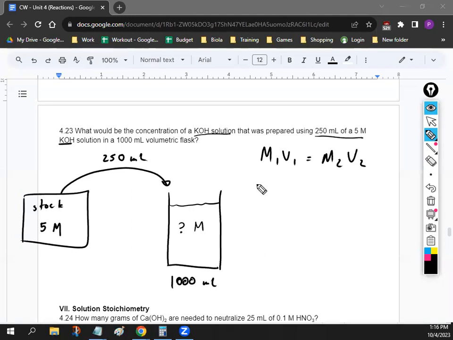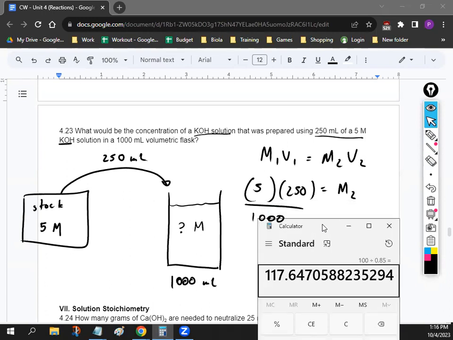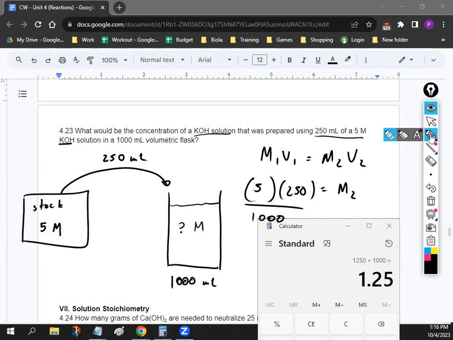Hopefully it's not too bad. You put 5 for your stock molarity, 250 for your V1. You're looking for M2, and then you put 1,000 right here. To solve it, you divide by 1,000 on both sides. So you multiply the tops together: 5 times 250 divided by 1,000, and you should get 1.25 molarity.